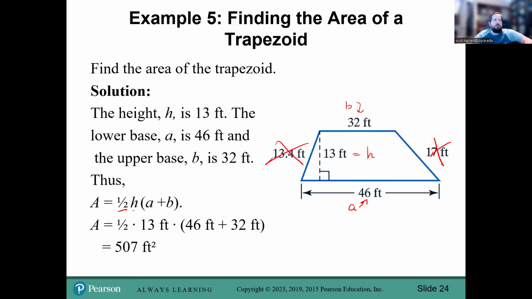And so it's 1/2 times the height times A plus B. So my height was 13. I'll plug that in. A was 46, B was 32, and through the order of operations, I'll let you play with that on your own: add those, and then multiply it by 13 and then 1/2. We end up with 507 square feet.